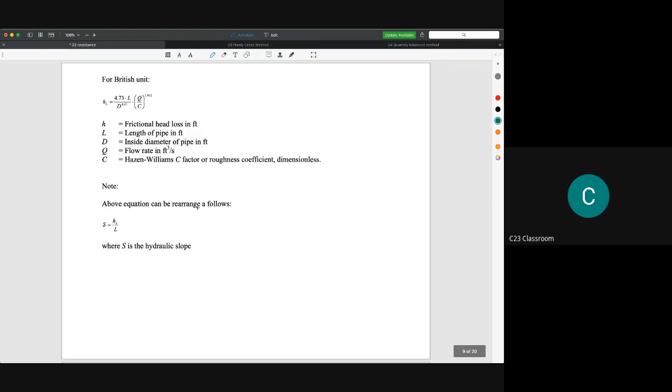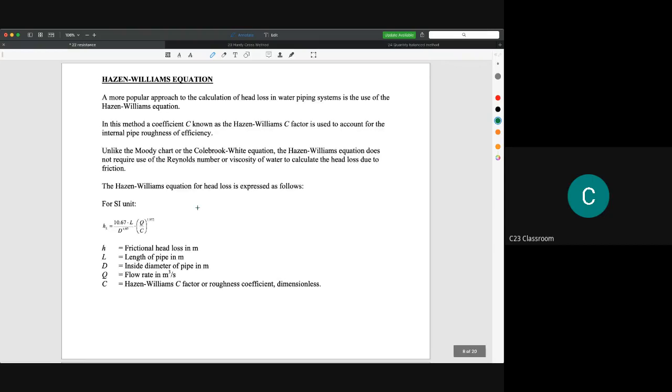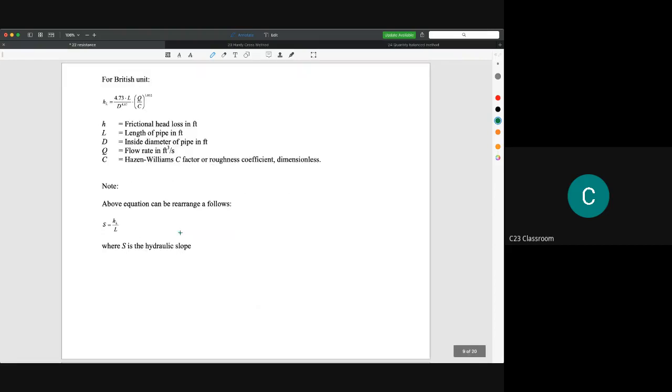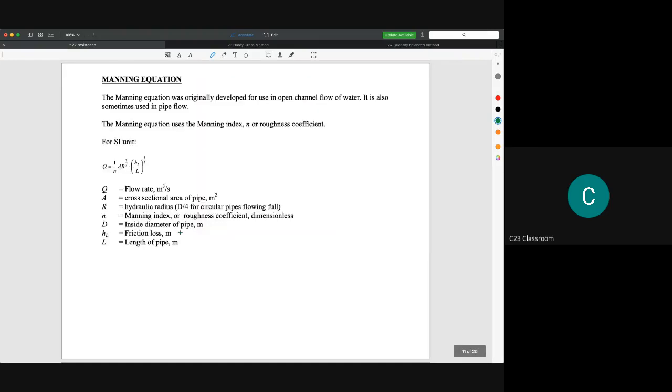Dia lebih kepada Manning, dia sama dengan Chezy equation, Manning equation. So yang ni ada Hazen-Williams equation. Dia akan lebih kepada, kalau awak tengok kat sini, ke arah mengeluarkan rumus yang menggunakan satu pemalar constant dan kita kira dengan menggunakan kadar alir. So yang ini sekadar nota. Okay. So ni Manning equation, kita telah bincang di dalam open channel.